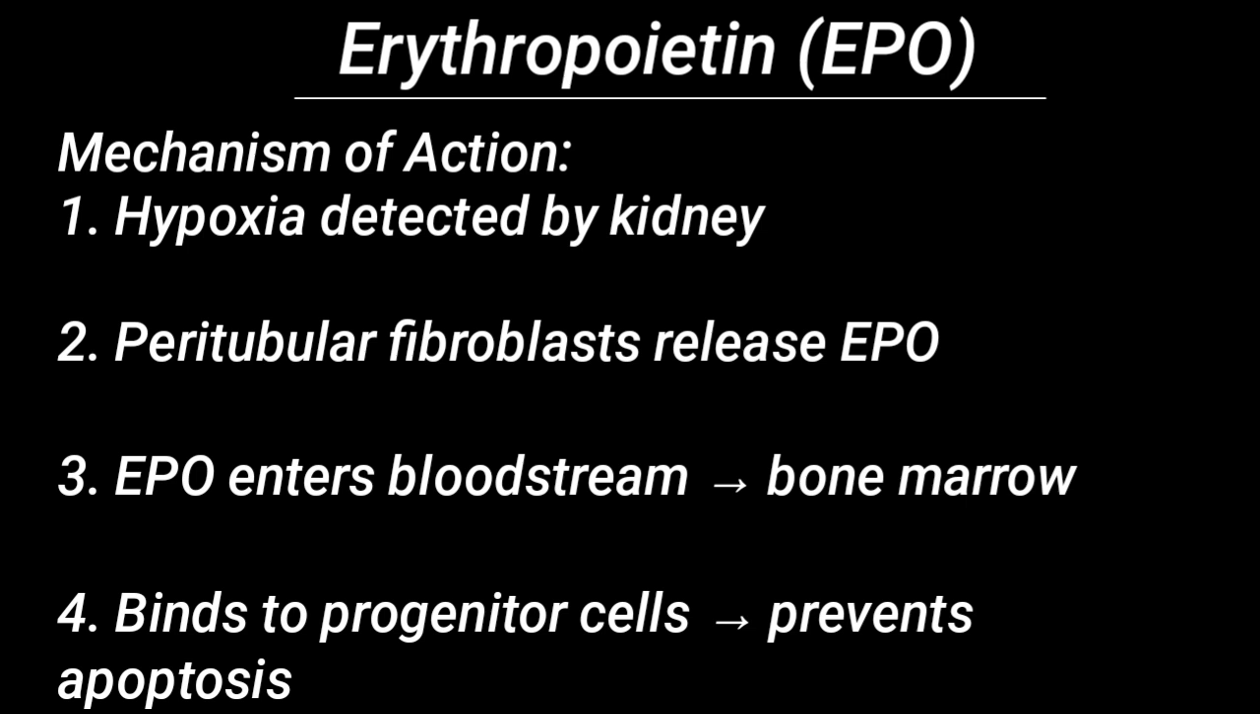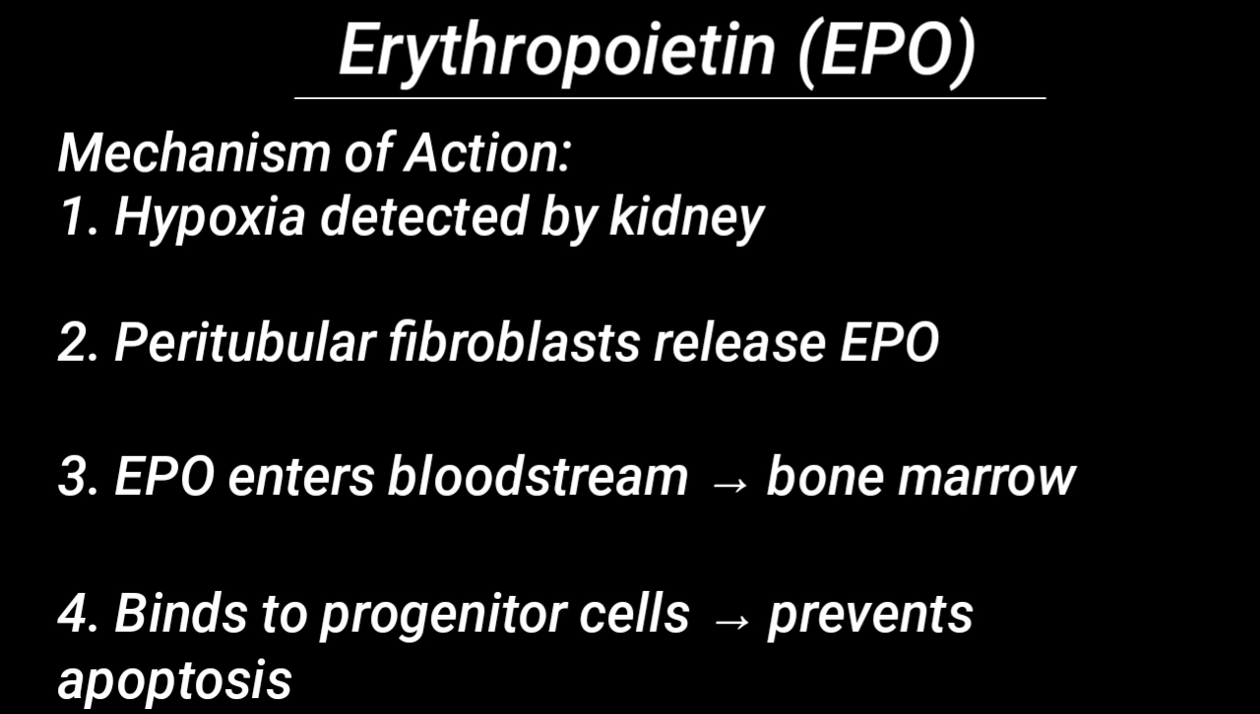So the first step is hypoxia is detected. That is what we have just talked about before. So the oxygen sensors in the kidney detect low oxygen tension. Then step 2 is erythropoietin secretion. So peritubular fibroblasts in the kidney release erythropoietin into the bloodstream. And then for the third step, the erythropoietin travels to the bone marrow. The hormone reaches the red bone marrow, which is the site for red blood cell production.